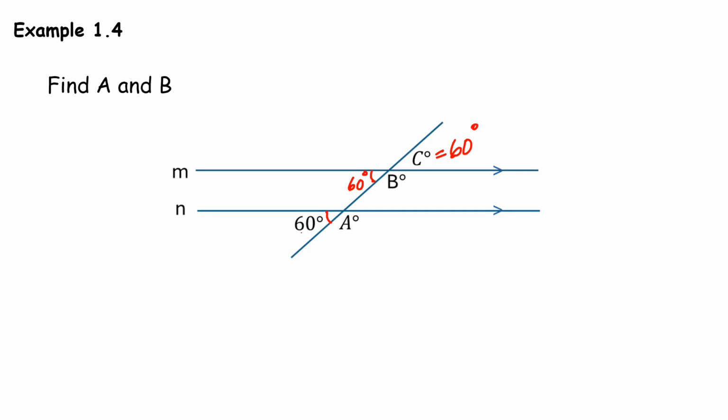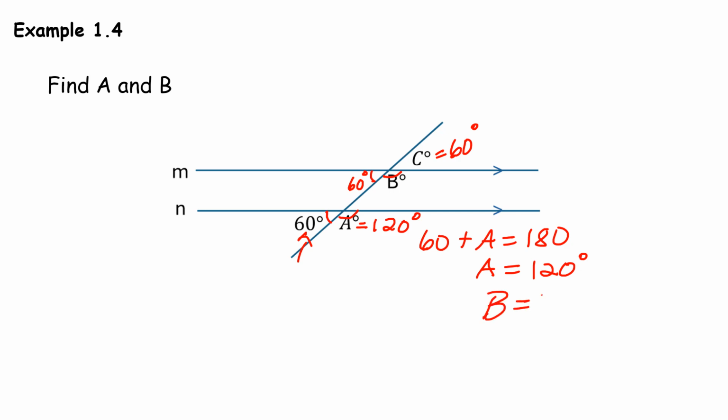We know that 60 down here and A form a straight line. They are supplementary. So I know that 60 plus A is 180. Subtract 60 on both sides. A is 120 degrees. So I know A is 120. Then I can look, A is below the parallel line and to the right of the transversal. B is also below the parallel line and to the right of the transversal. So B is also 120.